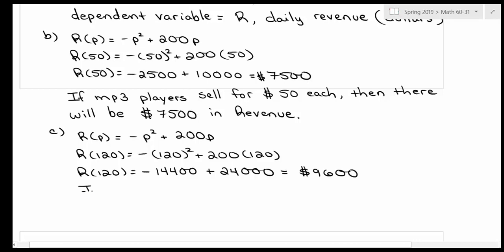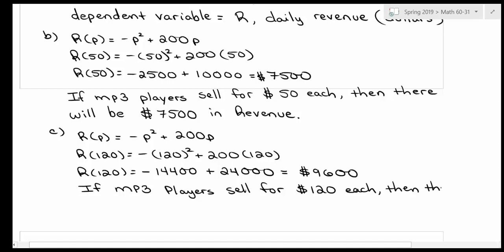And then when I give my verbal explanation, I'm going to say if MP3 players sell for $120 each, then there will be $9,600 in revenue.